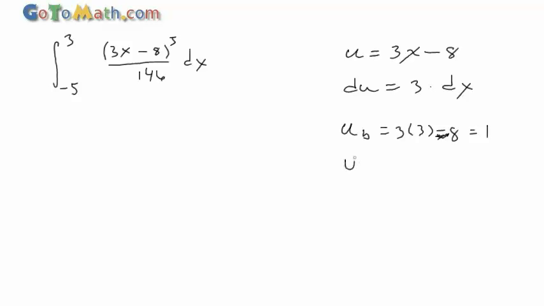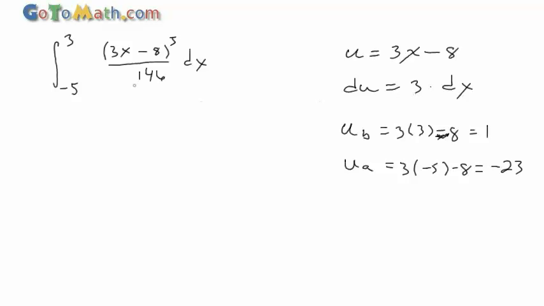It's 1. And then we'll let u of a be, this will be the lower one, so plug -5 in. 3 times -5 is -15, minus 8 is -23. Am I right on that? 15 plus 8 is 23. Yeah, what else could it be, right? But it's negative.